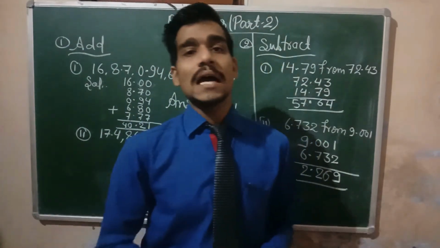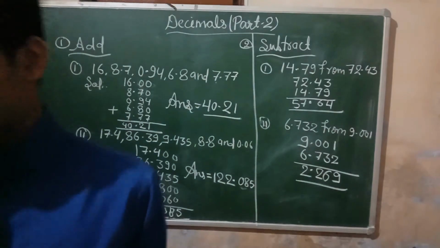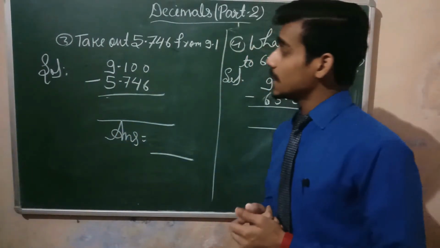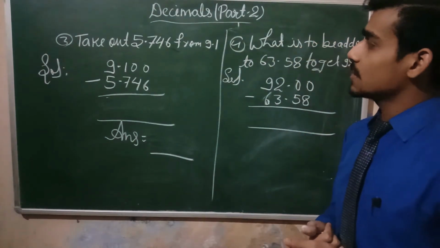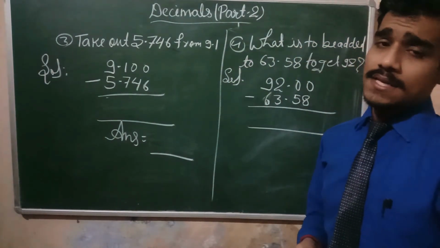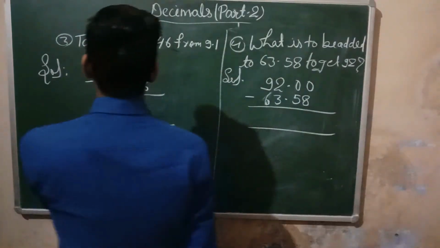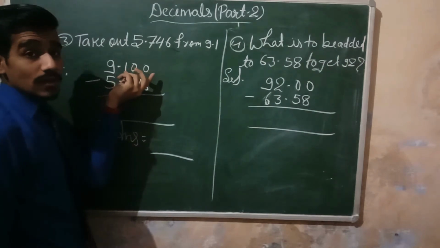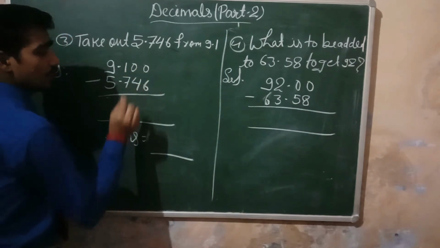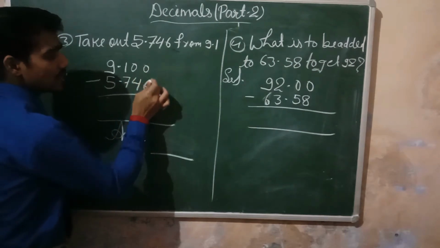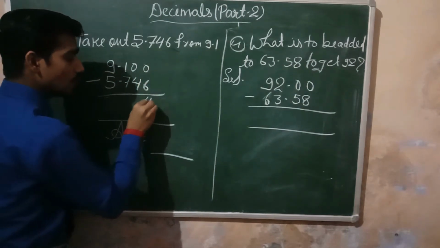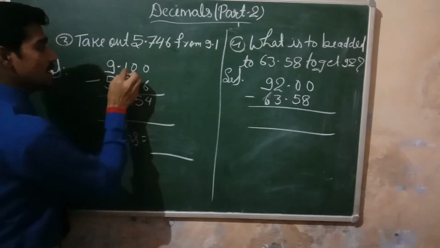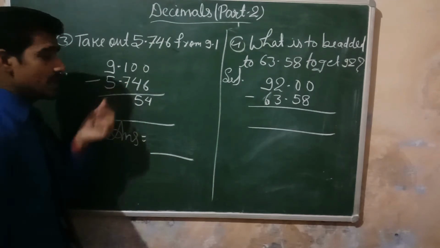Now I am going to start the next questions. Students, see these questions. To take out 5.746 from 9.1, that means just a subtraction. Look at here. Firstly, we will write 9.100 because it's converted into like decimals. And after that, 5.746: 6 subtracted from 10, we get 4. And here 4 subtracted from 9, we get 5. And here 7 subtracted from 10, we get 3.